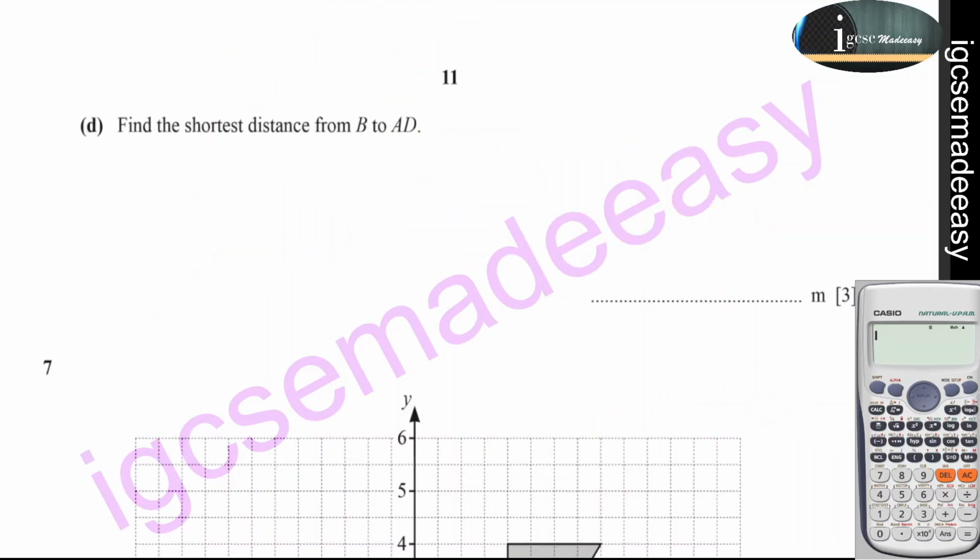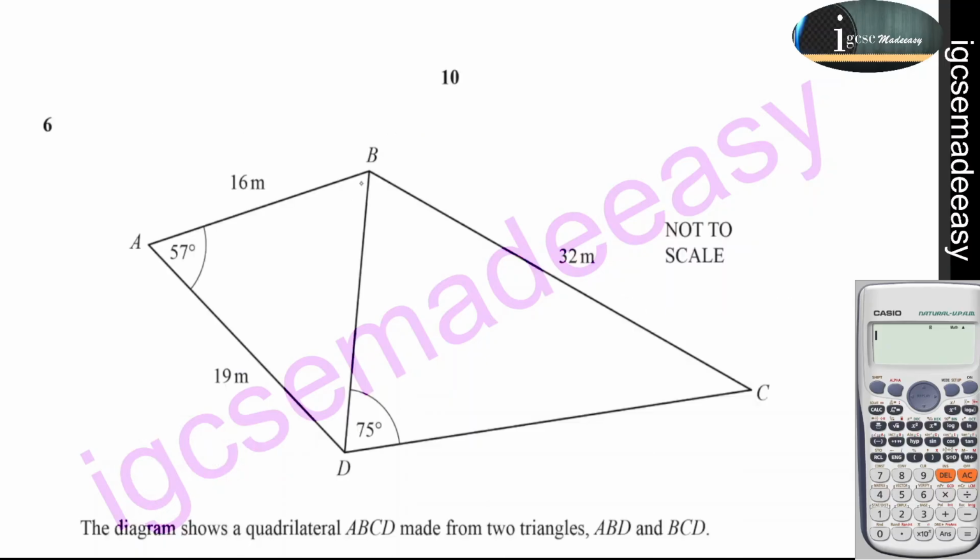Part D, find the shortest distance from B to AD. So from B to AD, the shortest distance will always be the 90 degree perpendicular. So this cannot be the shortest, you can see the difference. The shortest distance will always be 90 degrees. How to calculate? You can easily use the sine rule here. I will write the answer over here itself. So this is 90 degrees.